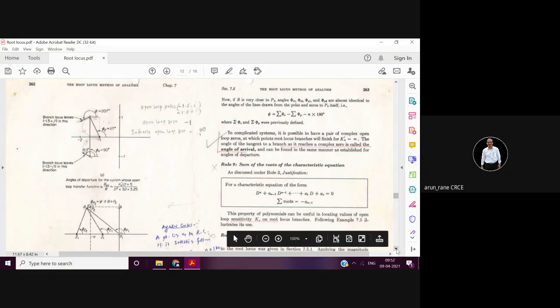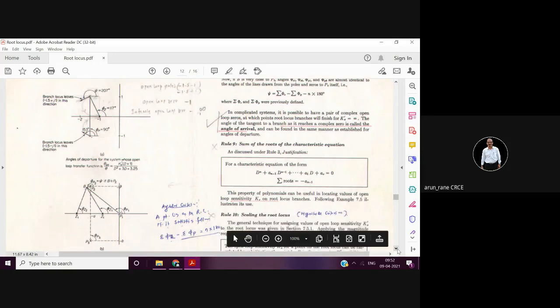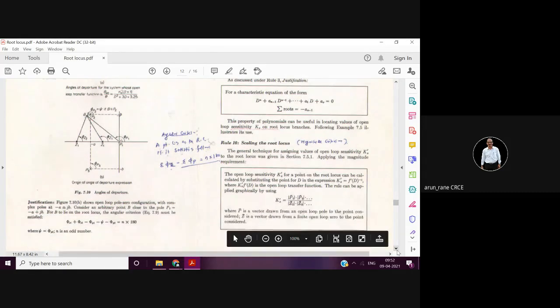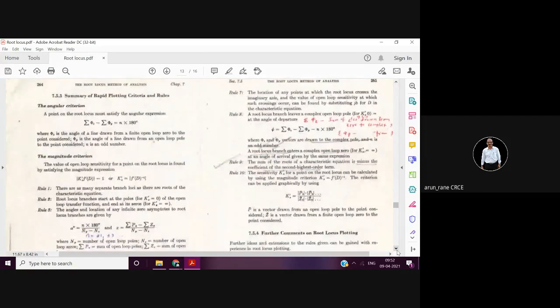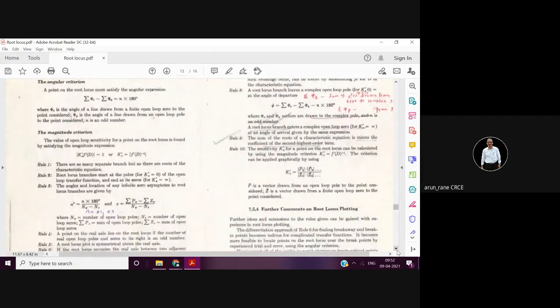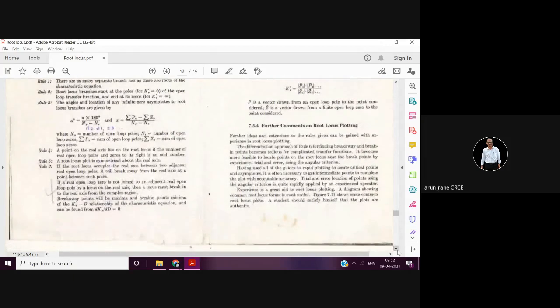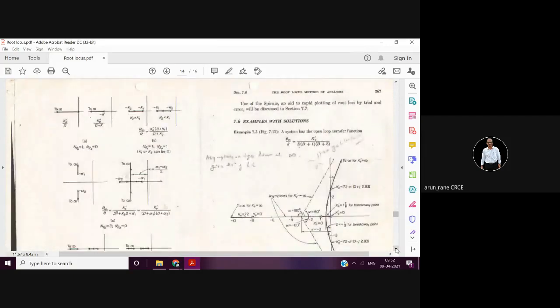Then rules number 9 and 10, the sum of the roots of the characteristic equation and scaling the root locus, are not much used. So what you have to remember is rules number 1 to 7.